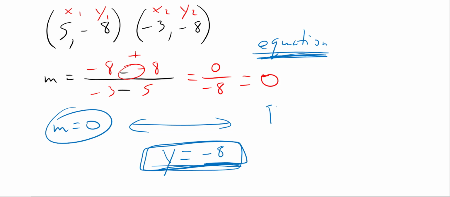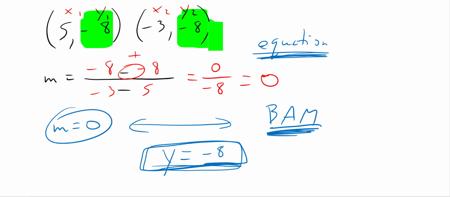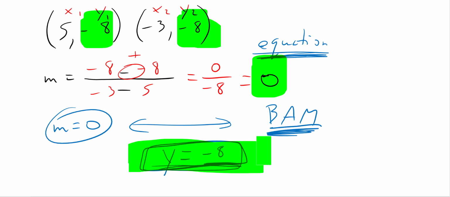I call these BAM problems. The reason I call them BAM problems is because they're super fast problems. And the reason they're fast is because if you can recognize that the y value is negative 8 for both of them, that means I know it's going to be y equals negative 8. You can find the slope, which is fine, and find out that it's equal to 0, and that should indicate, oh, that's right, that's a special case. Oh, look at that, it's negative 8. Oh, so it's got to be y equals, well, what does y equal? Negative 8, and you're done with the problem.